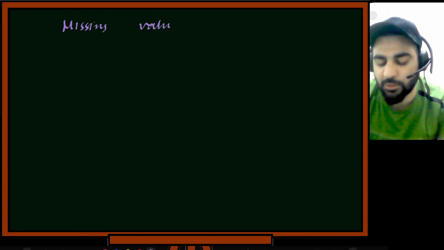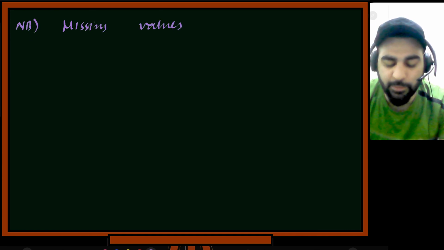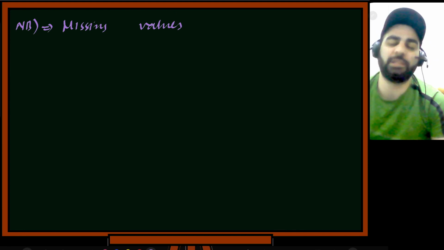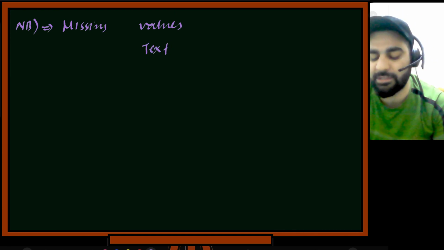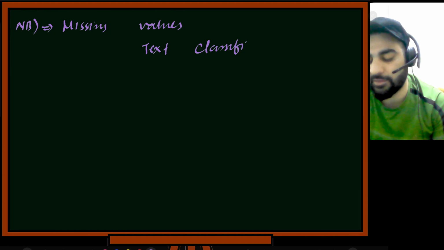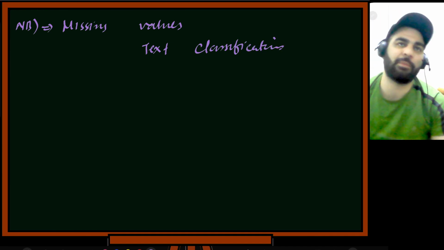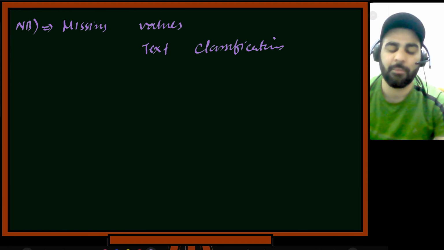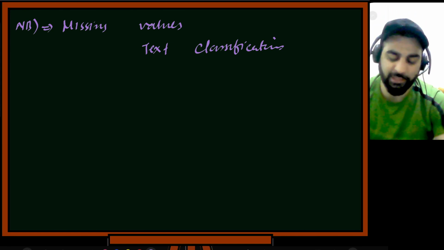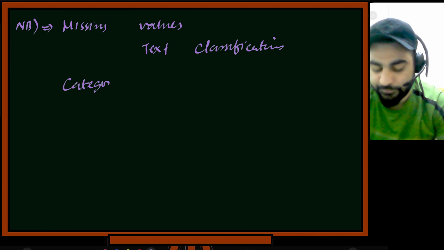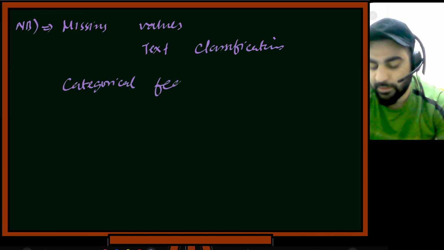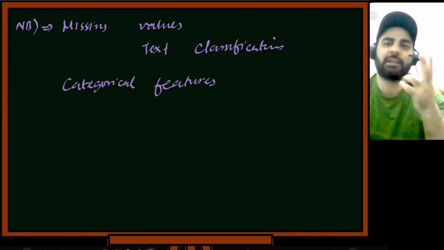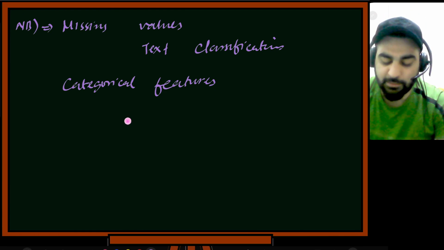In naive Bayes, how to deal with missing values. So here you will see in text classification you won't have missing values. In text classification, most of the time you don't have missing values, because you just consider the vocabulary and you construct it by using the text. But if you have categorical features, each feature will have some categories, and some of the categories may be missing.